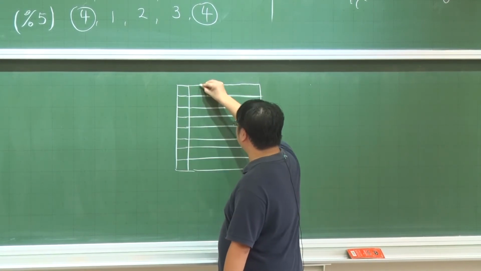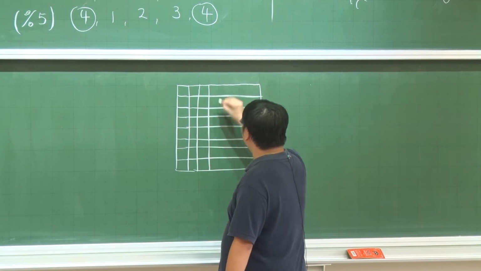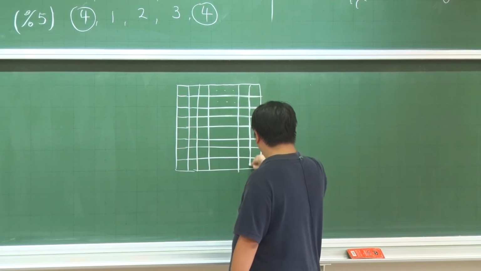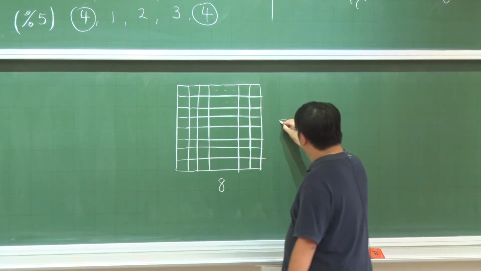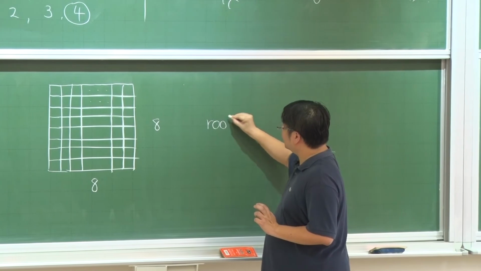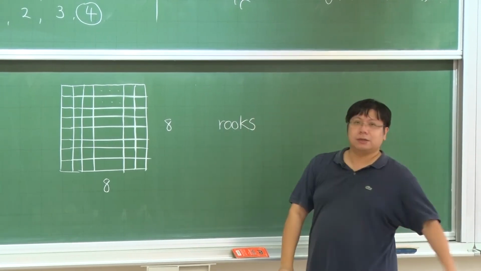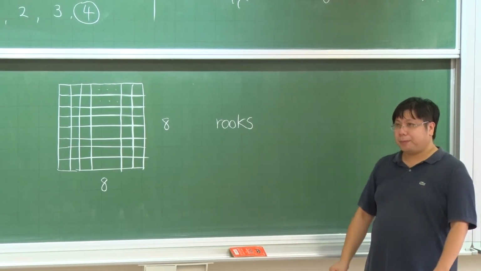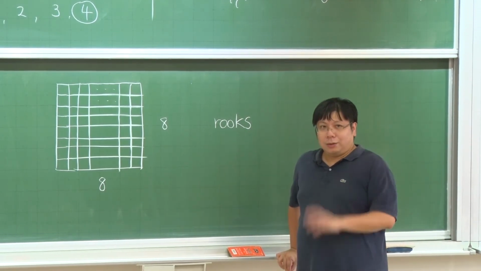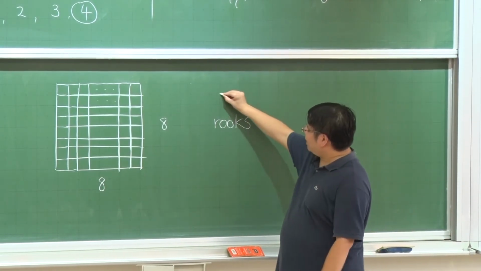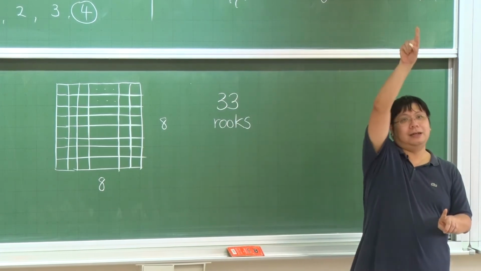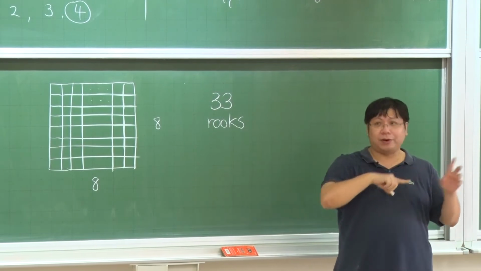So this chessboard is 8 times 8. Okay. So we are going to place rooks on it. We are not playing a standard game; we are just being crazy. We collect 33 rooks. A rook attacks in the horizontal and also the vertical way.